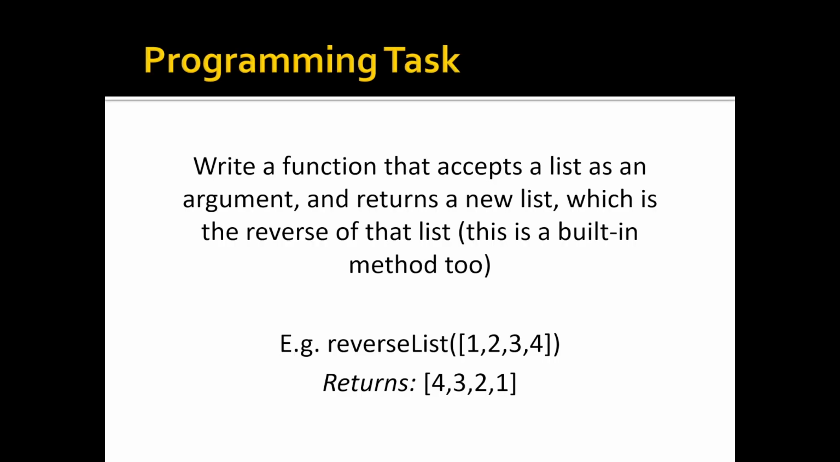Okay, our next programming task says, write a function that accepts a list as an argument and returns a new list, which is the reverse of that list. Noting that this is a built-in method, so if we wanted, we could just say list.reverse, and it would accomplish this for us, but we're going to reinvent this wheel for the sake of understanding how this wheel works. So we're going to create a function that does this manually. We're going to go through element by element, reversing our list. So as an example, we could call the function with the list 1, 2, 3, 4, and it would return the list 4, 3, 2, 1.